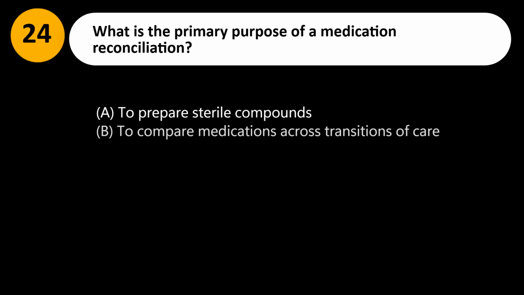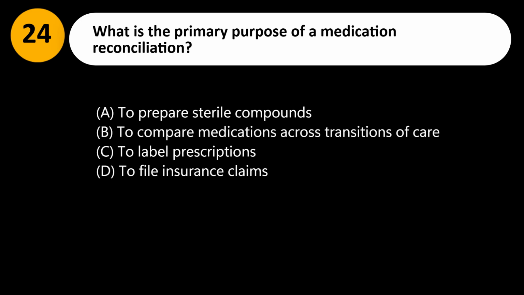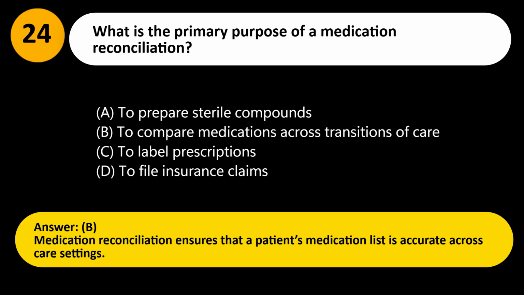What is the primary purpose of a medication reconciliation? A. To prepare sterile compounds. B. To compare medications across transitions of care. C. To label prescriptions. D. To file insurance claims. Answer, B. Medication reconciliation ensures that a patient's medication list is accurate across care settings.